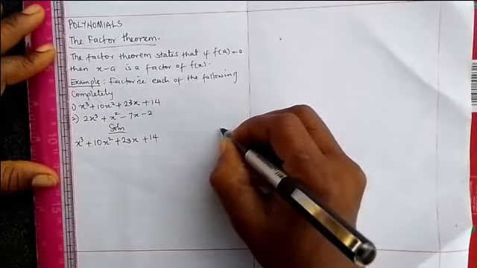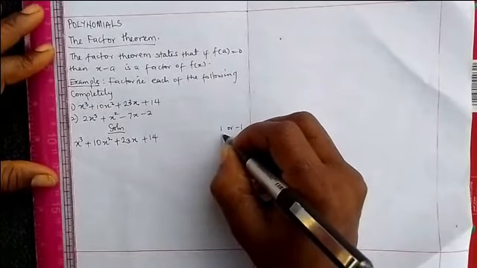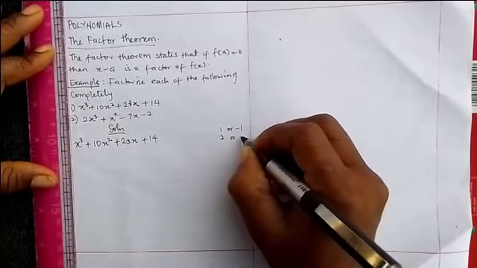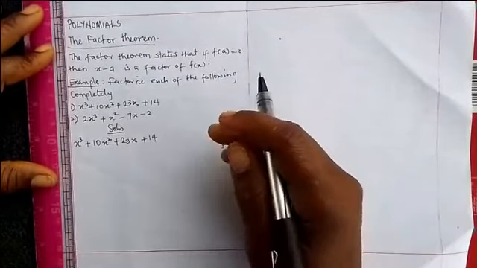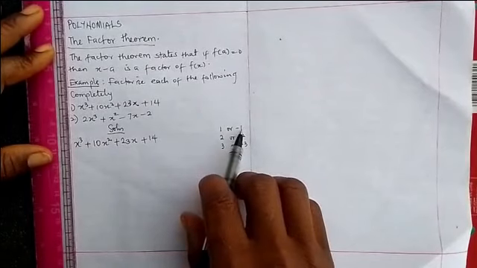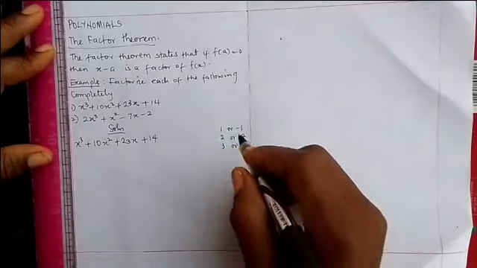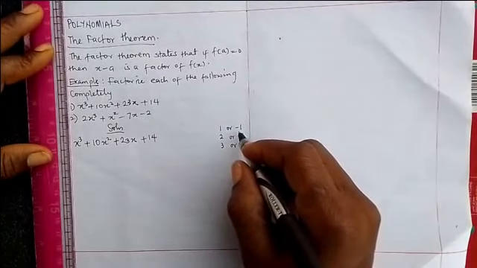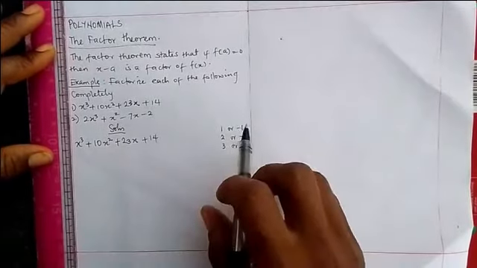Now I will start with 1, or I can use minus 1. I can as well use 2, or I can use minus 2. I can as well use 3 or minus 3. So depending on that, let me use 1 first. If it doesn't give me 0, I'll try to use minus 1. If the answer doesn't give me 0, then I'll use 1.